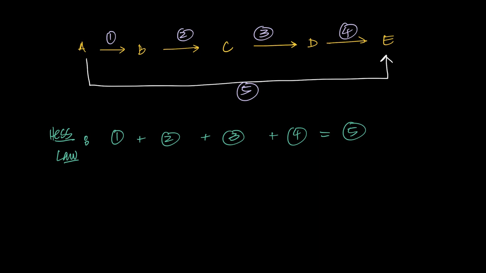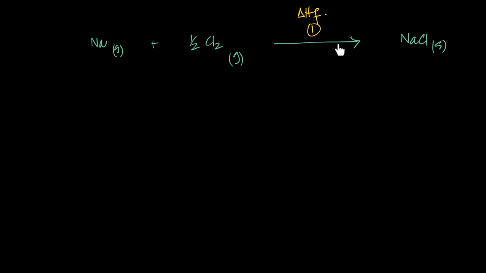So now, let's go back to the first equation I shared with you, which was sodium solid and half Cl2 gas becoming NaCl solid. And we know what this is called. This is delta H formation. I'll label this as reaction number one. So we've seen this, right? Now, what I'm saying is that we're going to be taking this and breaking it up. Imagine this is your starting stage and this is your end stage. I can go in one step or break this up into multiple steps.